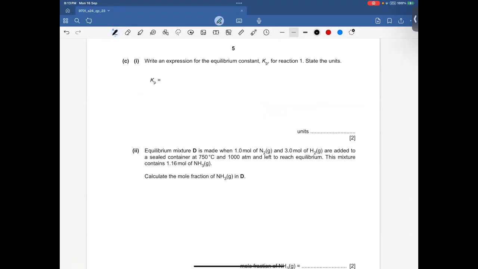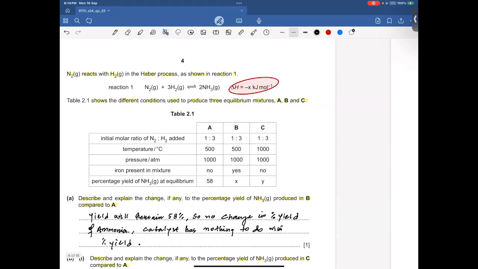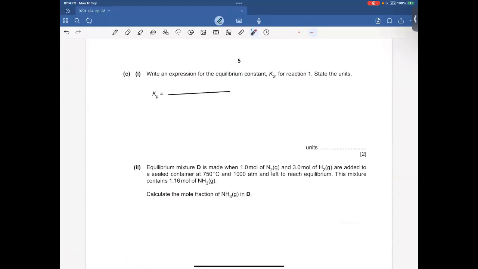Next, write an expression for the equilibrium constant Kp for reaction 1 and state the units. So Kp is basically the partial pressure of products over partial pressure of reactants. Product is ammonia, reactants are nitrogen and hydrogen. So whatever the number of moles is given in the equation, we need to place them into the power. So partial pressure of ammonia, it has 2 moles, so 2 has to be in the power, over partial pressure of nitrogen times partial pressure of hydrogen. Okay. Units.